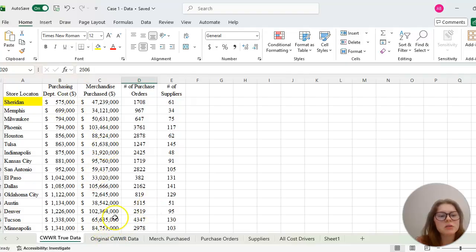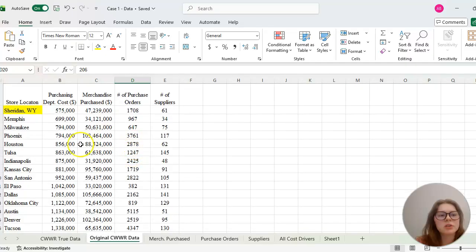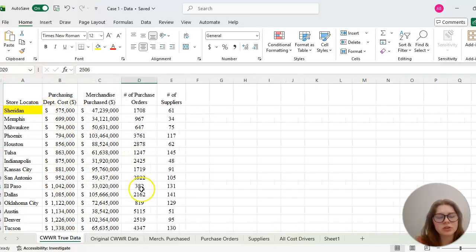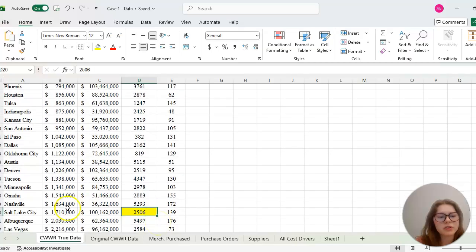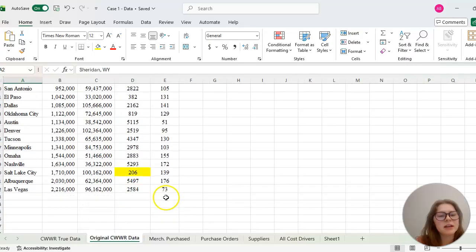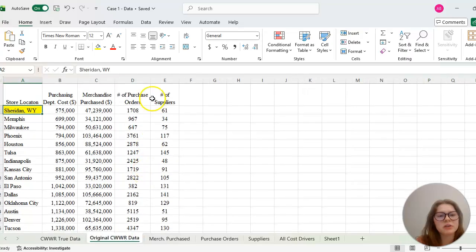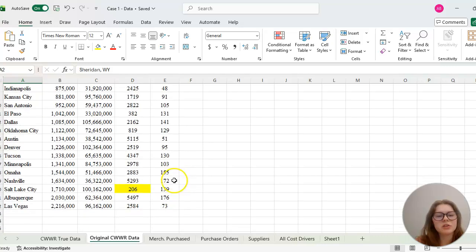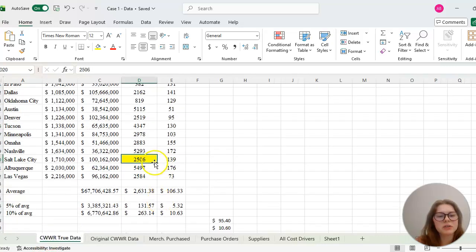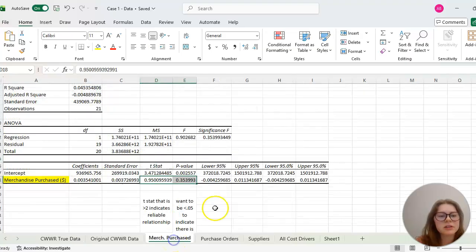In analyzing purchasing department costs and its respective cost drivers, I first analyzed the data and identified two discrepancies. The first was that the Sheridan observation included the state of Wyoming, so I removed that, just keeping Sheridan. For the Salt Lake City observation, the correct value was 2,506 and the input value was 206 for the number of purchase orders. I included the correct 2,506 amount for all of my regression analyses.